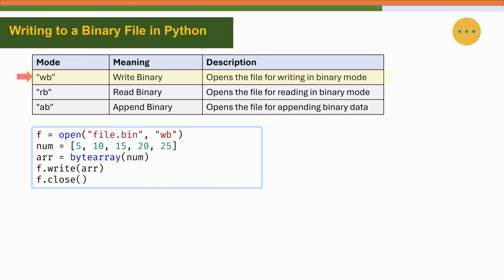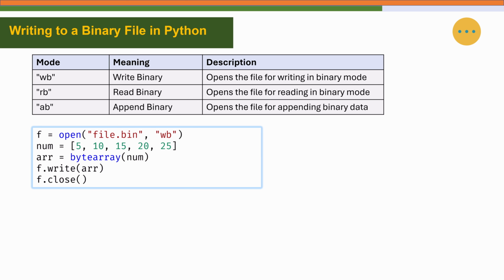Here we open a file called file.bin using WB, which means write binary. Next we define a list of numbers: 5, 10, 15, 20, 25. Now to write numeric data directly to a binary file, we just can't use the write function on the list itself because write expects a sequence of bytes, not integers. So we use the built-in bytearray function to convert our list of integers into a sequence of byte values. Each number in the list becomes a single byte. For example, 5 becomes that pattern ending with 101.